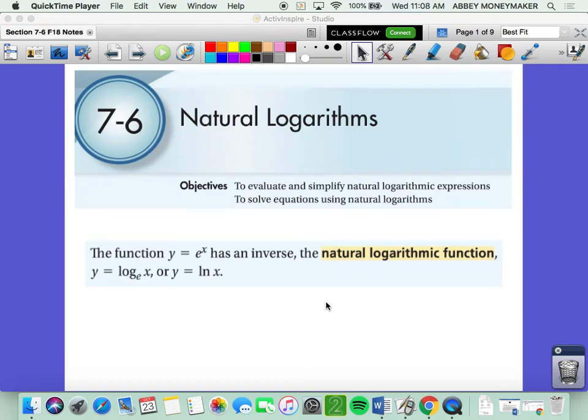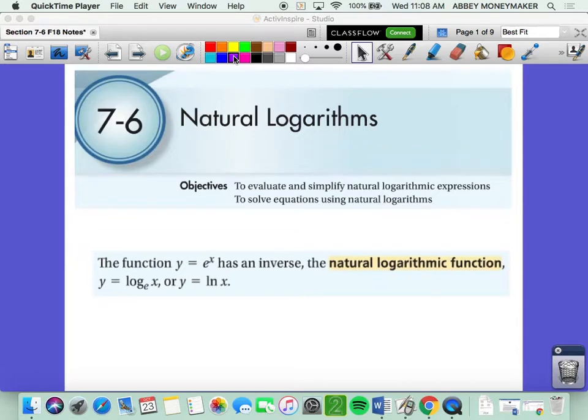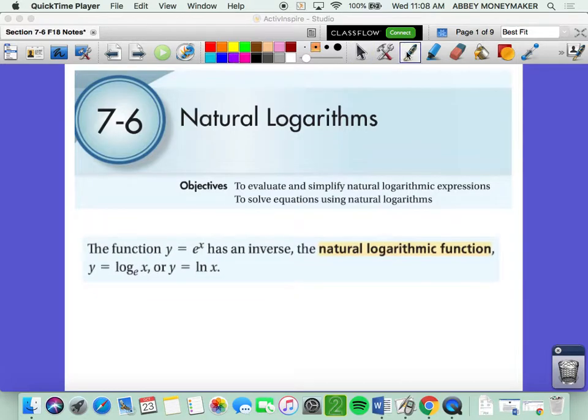All right, so last section in the module, 7-6, natural logs, okay? We kind of talked about natural logs a little bit yesterday, but a natural log is a log. It just has the base e. So natural log is the same as having a log with a base of e.